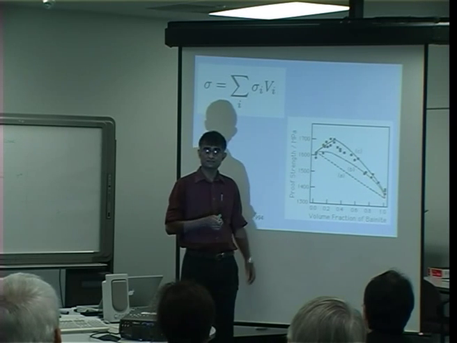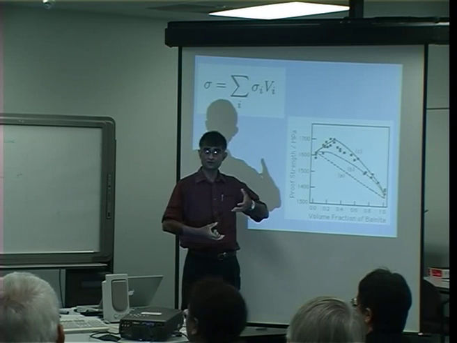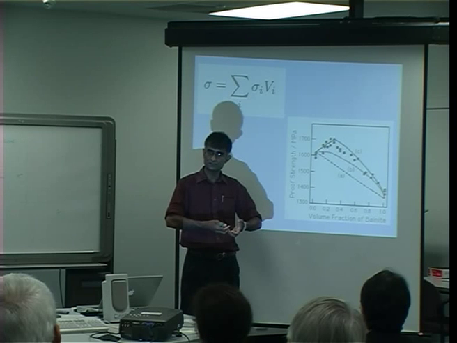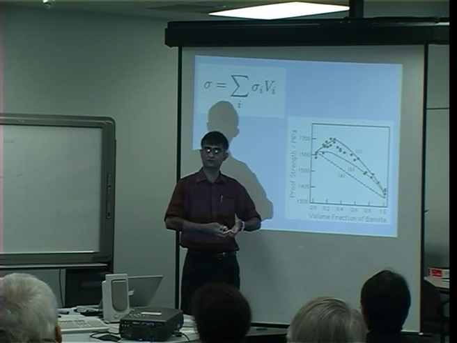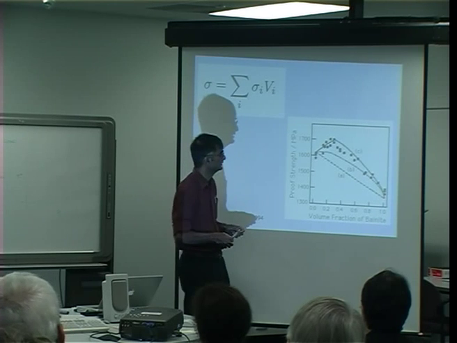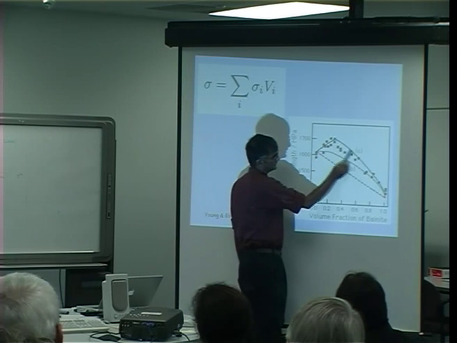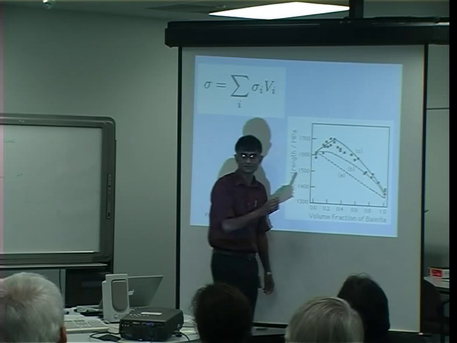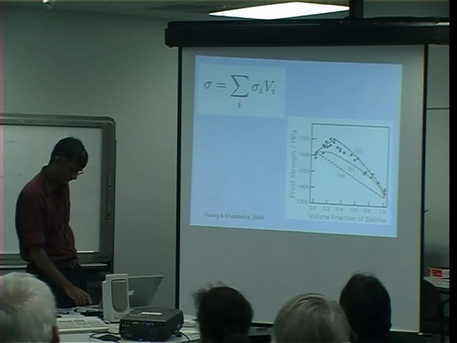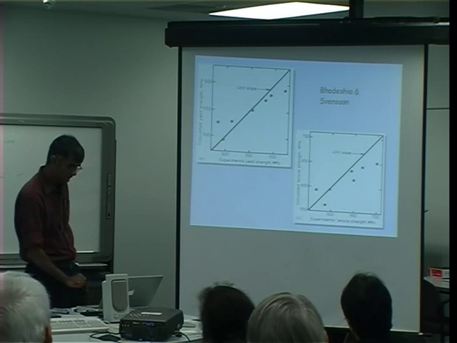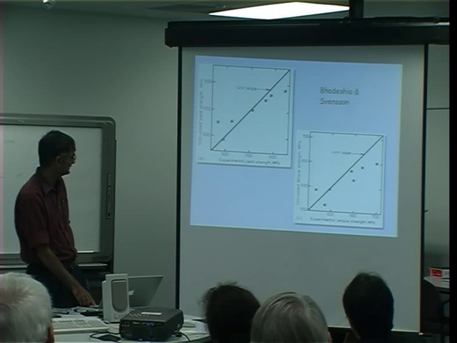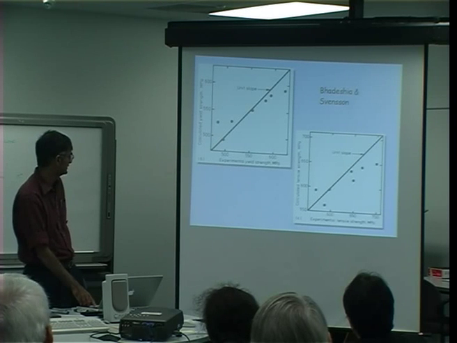But there are other effects. Constraint. So if you have a hard phase and a soft phase adjacent to each other, then the hard phase will restrict the deformation of the soft phase. And the hard phase itself will yield at a lower stress. So when you take constraint into account, you get much better agreement between calculated strength and the measured strength. And these are comparisons of the calculated yield strength versus the experimental yield strength.